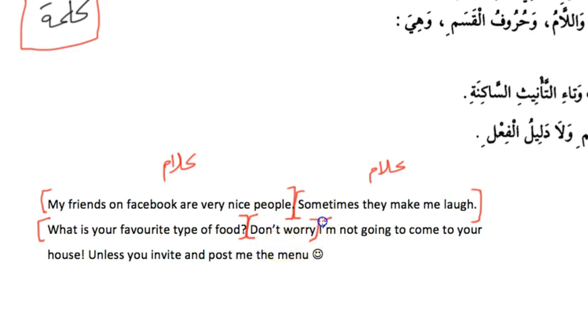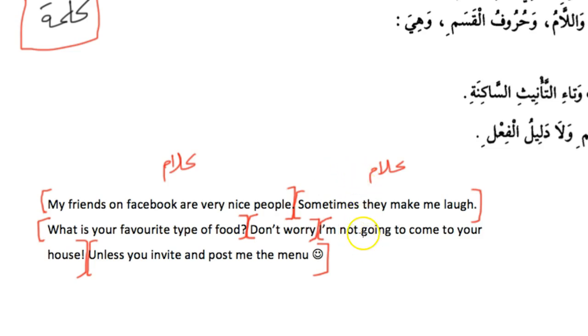And from I'm, where would you say it's a kalam? I'm not going to come to your house. It's a complete sentence again. And from unless you invite and post me the menu, that's a complete sentence. Get the hint, guys. So these are all what we call kalams in Arabic.